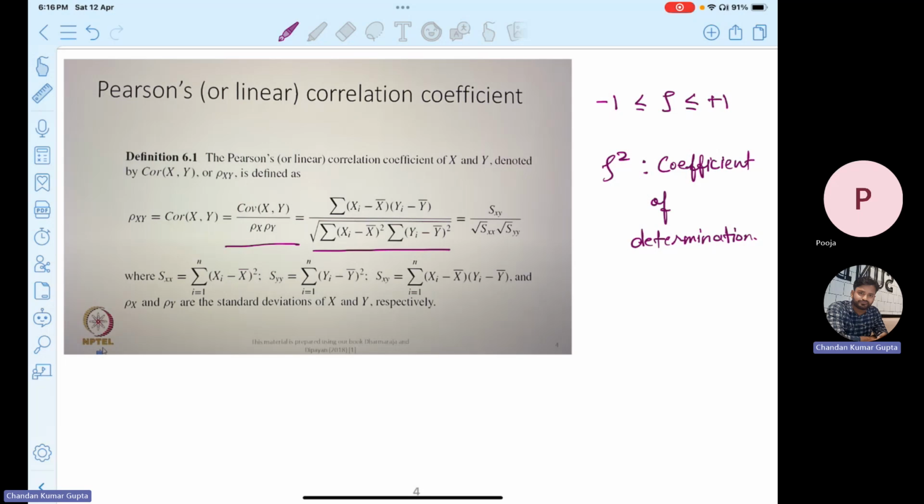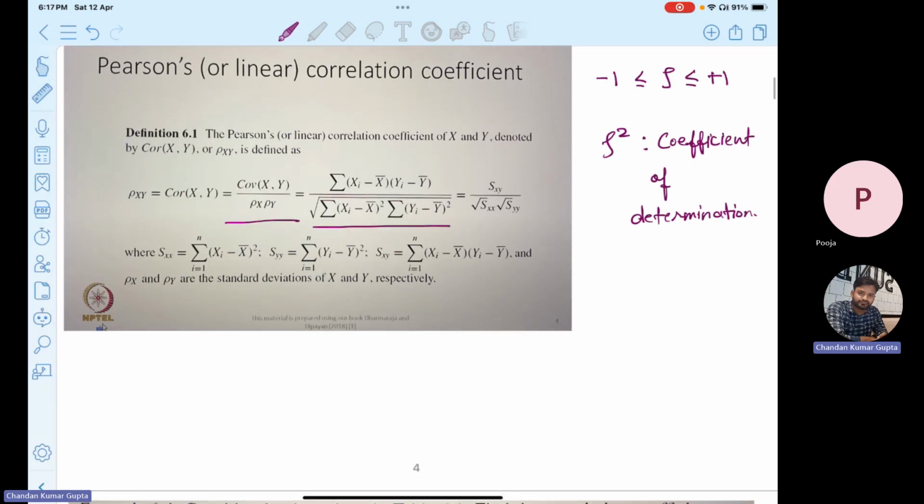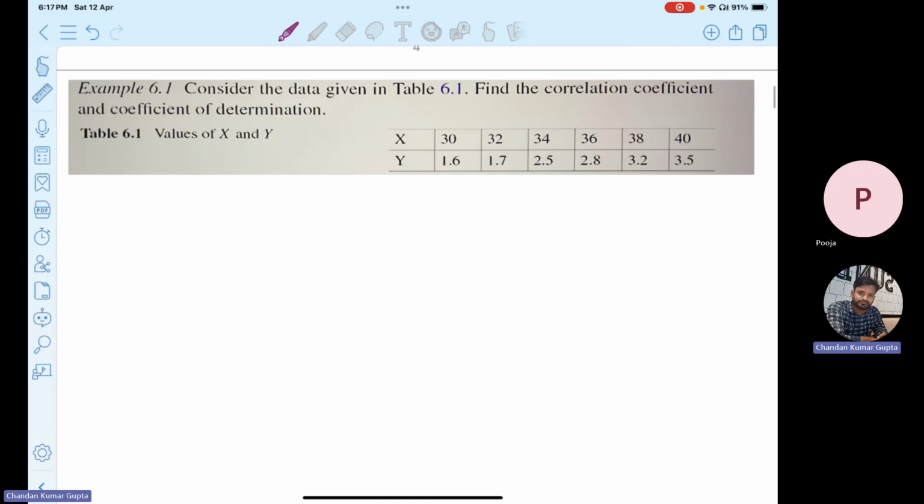Okay, so the square of the correlation coefficient is the coefficient of determination. So these are the terms. Then let's discuss one numerical actually. So let's solve this numerical. We are given the random sample x and y, and we need to find the correlation coefficient and the coefficient of determination. So, okay, let's start.